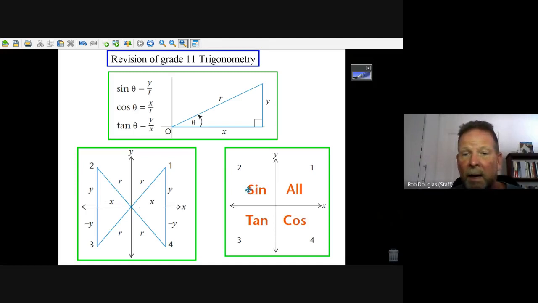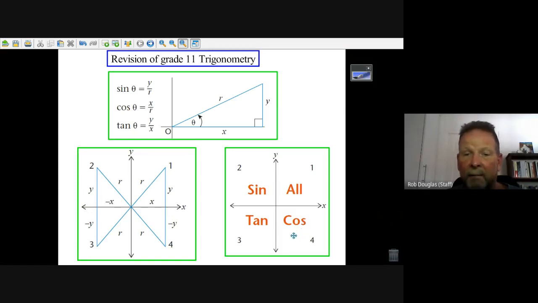So what this thing here is telling you is that all the trig functions are positive in the first quadrant, but only sine is positive in the second quadrant. Cosine and tangent are negative. So this is telling you where trig functions are positive. Down here, sine and cosine will be negative because x and y are negative, but negative y over negative x makes a positive tangent. And over here, cosine is positive because x is positive, but sine and tangent are negative.